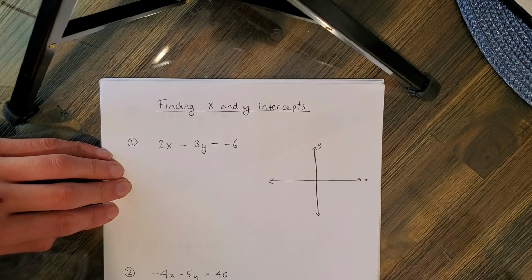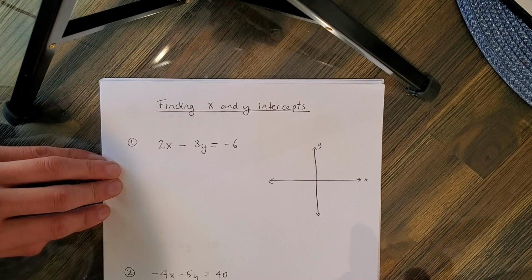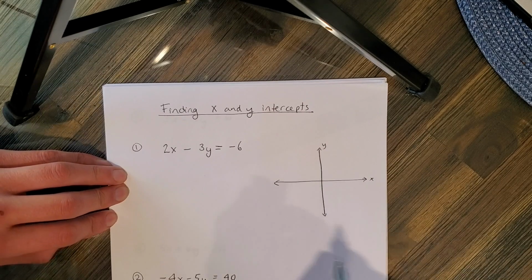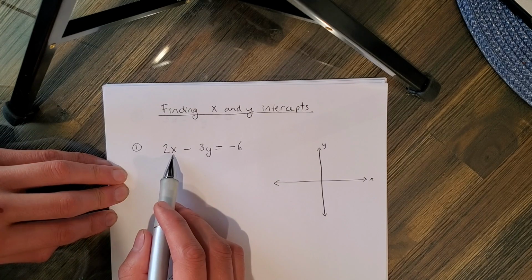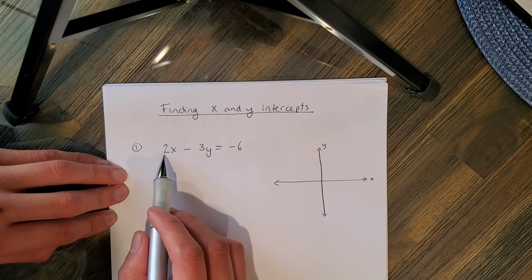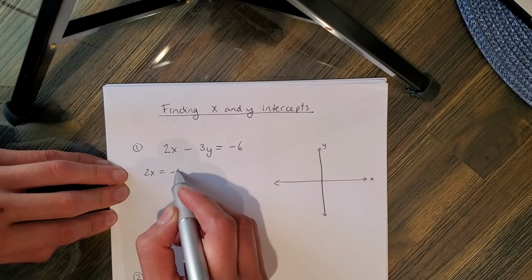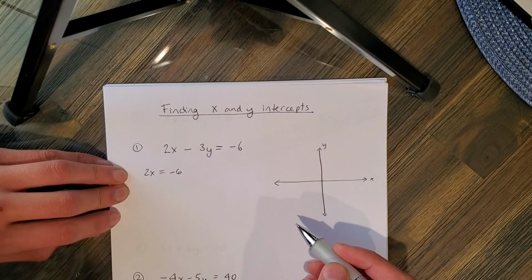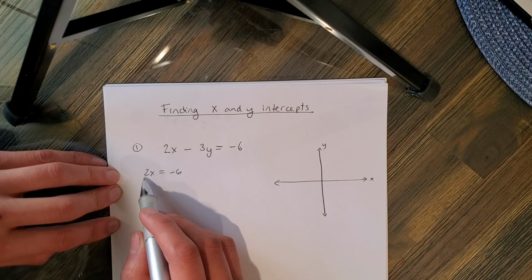Okay, so first let's go ahead and find the x-intercept. Now this is very simple. To find the x-intercept, just worry about the x term. So here we have the 2x, okay? Ignore the negative 3y for now. We're just going to write 2x equals negative 6. Okay? So how do I know I'm finding the x-intercept? Because I have x here. So now I just solve for x.